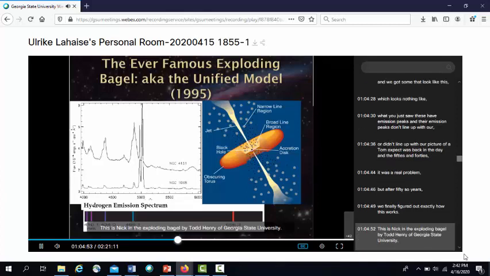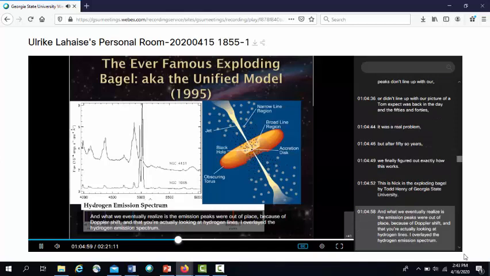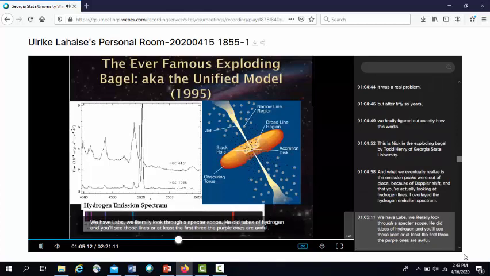This is nicknamed the Exploding Bagel by Todd Henry of Georgia State University. And what we eventually realized is the emission peaks were out of place because of Doppler shift, and that you're actually looking at hydrogen lines. I've overlaid the hydrogen emission spectrum. We have labs where you literally look through a spectroscope at heated tubes of hydrogen, and you'll see those lines, or at least the first three. The purple ones are awful tough to see.